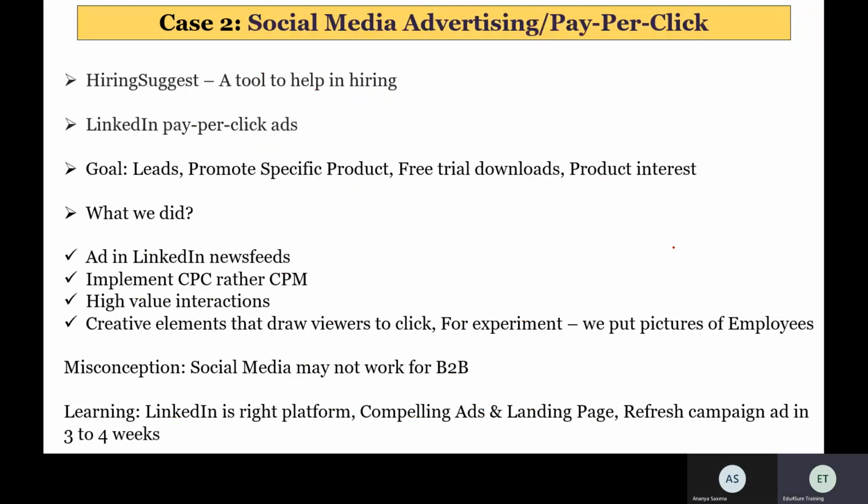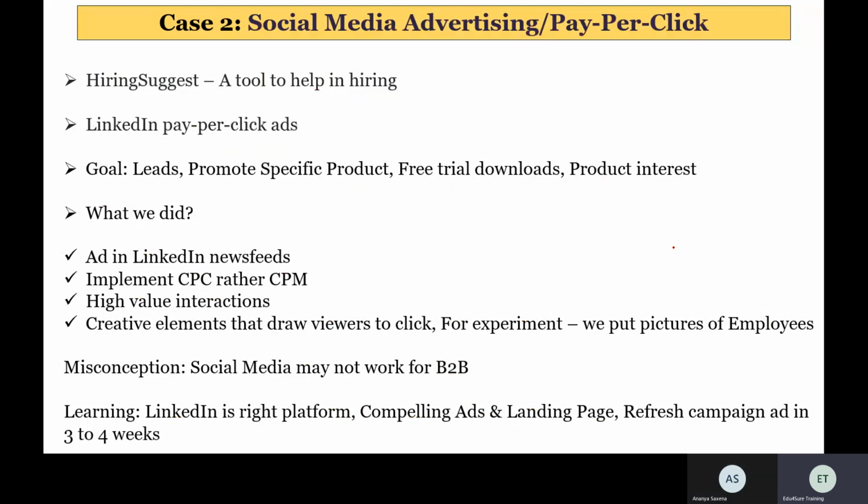Now Hiring Suggest is looking for me, in case I should give some work to them. So Hiring Suggest knows that Deepak is on LinkedIn, because all the recruiters are basically on LinkedIn rather than Facebook. I'm on Facebook as well, but if I'm talking about my business, about getting a resume, or if I want to get some people on board, I would check my LinkedIn. So what will Hiring Suggest do? Hiring Suggest can do LinkedIn pay-per-click ads.